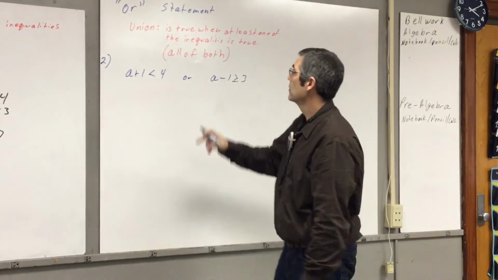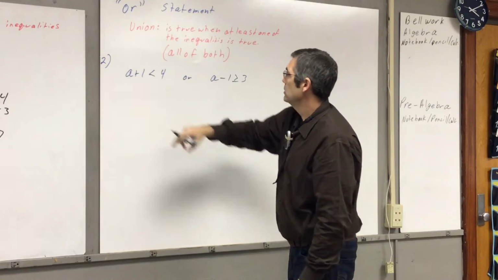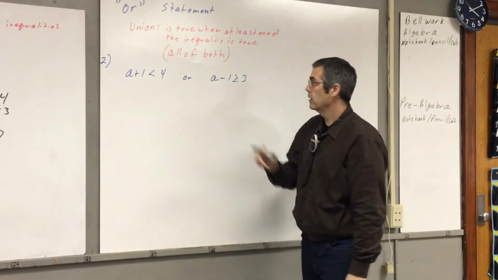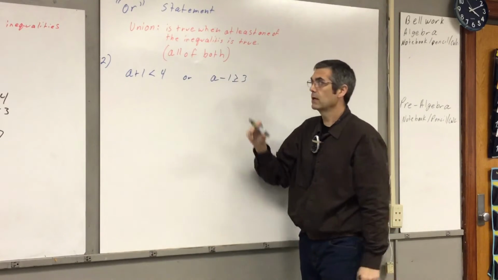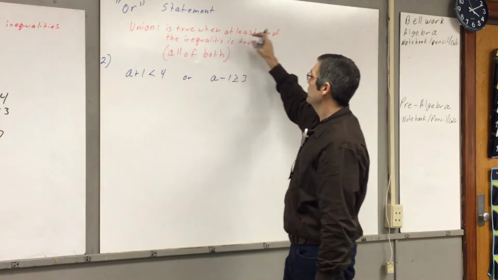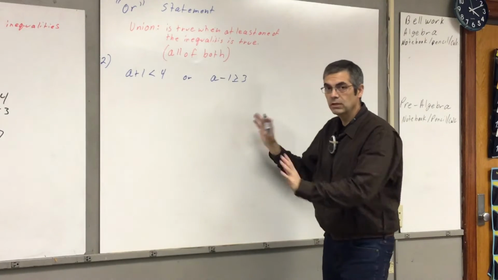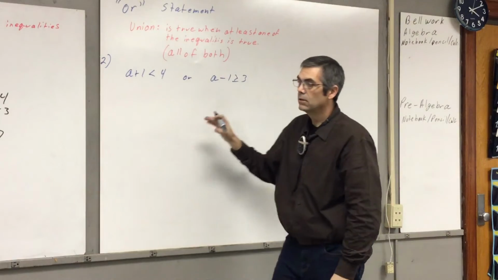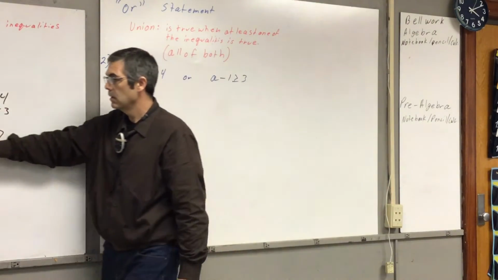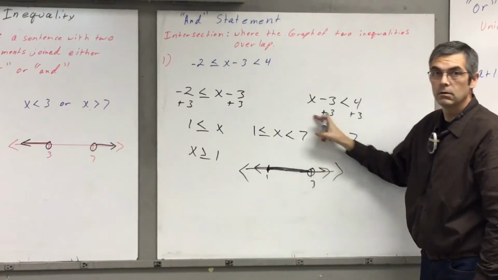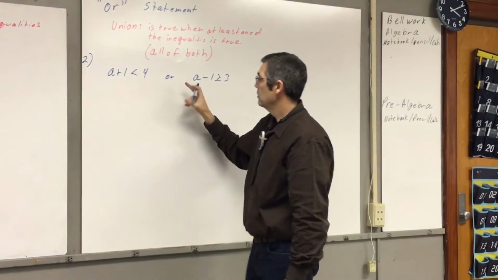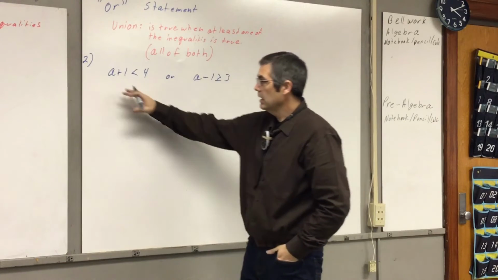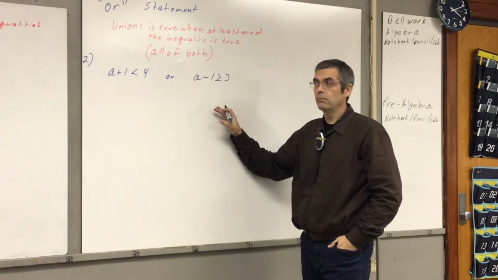An OR statement is a union. It's true when at least one of the inequalities is true. Okay? And we're going to talk about this in just a second. But the union is true when at least one of the inequalities is true. So at least one of these has to be true. And guys, you're going to see it written like this. You're not going to see it written like this right here. Your OR statements will be written like this. All right? So, again, all you have to do is take them and solve them.